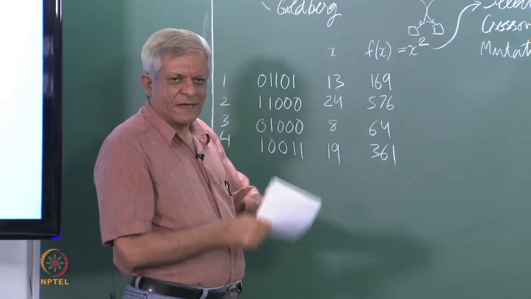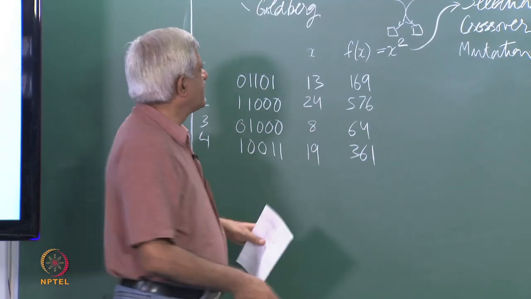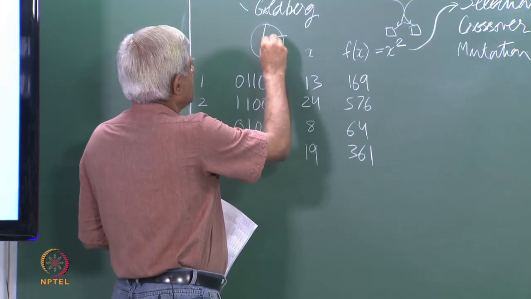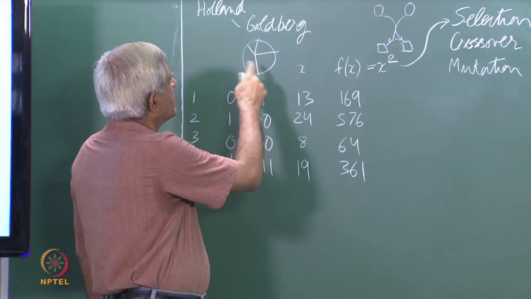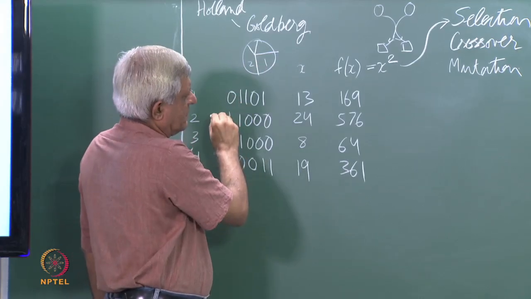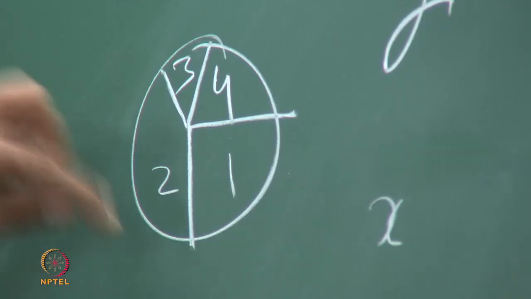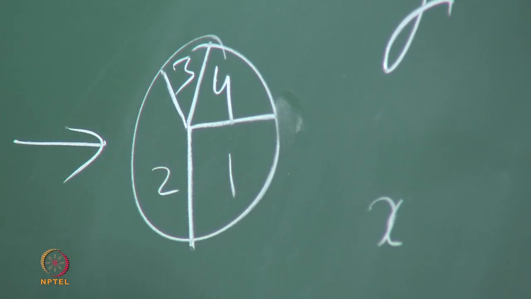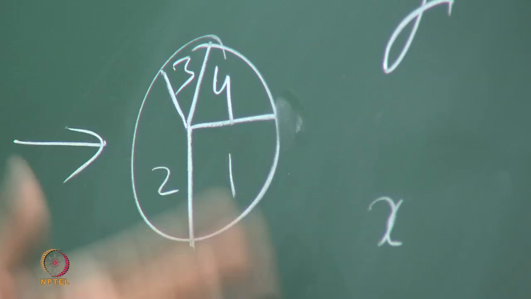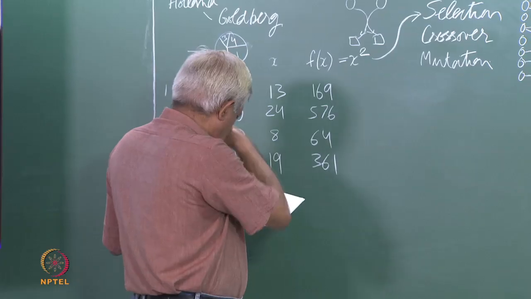So, this second candidate will have the largest area, the fourth candidate will have the next largest area, and so on and so forth. So, we will have a roulette wheel which looks something like this. So, this is 2, this is 1, this is 3, and this is 4. So, we just rotate it, and whichever comes here we select that. So, the probability of it reproducing is proportional to the fraction that this is of the sum of this whole thing.